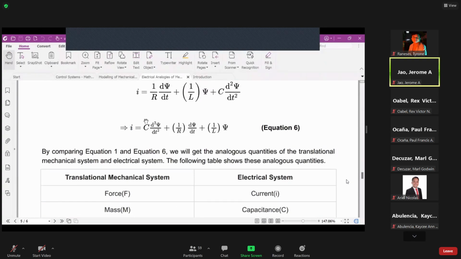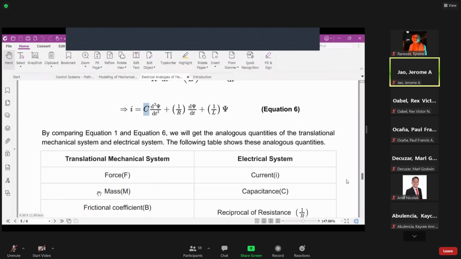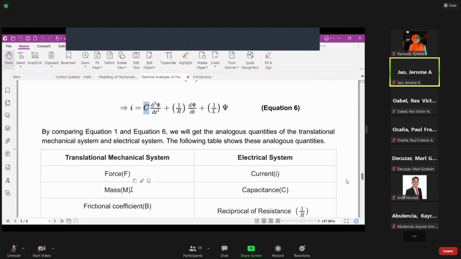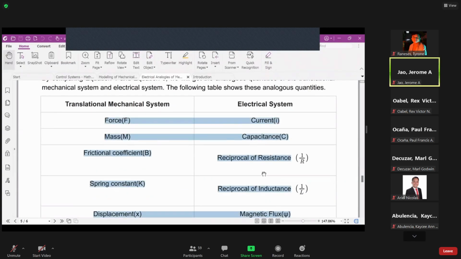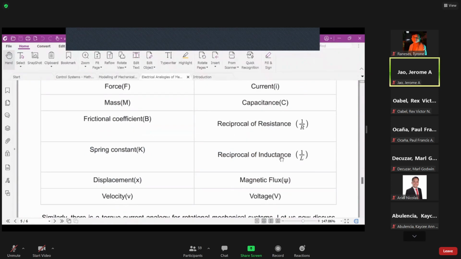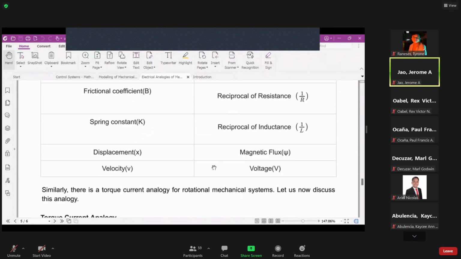Itong capacitance mo, since ito yung nasa second order differential equation mo, tingnan mo yung translational mechanical model mo kung ano yung nasa second order differential equation mo. And malamang-lamang si mass yun kasi ito yung nasa table. So therefore, analogous siya sa mass. And so on and so forth, si frictional coefficient, analogous siya sa reciprocal of resistance. Si spring constant, analogous sa reciprocal of inductance. Si displacement, analogous kay magnetic flux. At si velocity, analogous kay voltage.